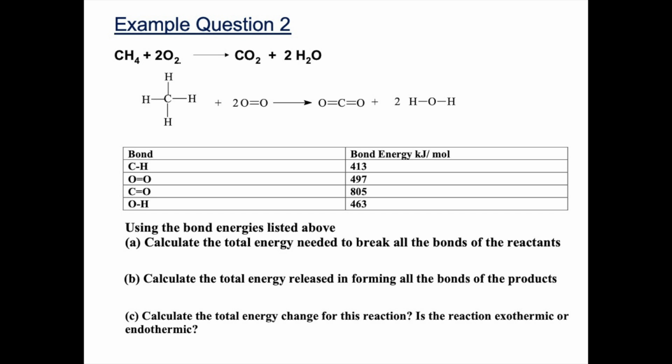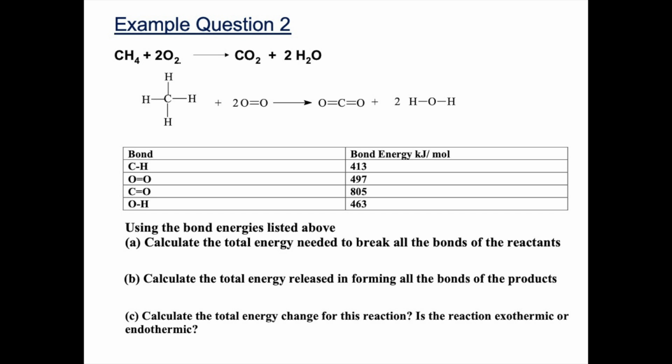In example 2 we have methane reacting with two oxygens to form carbon dioxide and two water molecules. And once again we've drawn out the molecules so we can see all the bonds that are present in the reactants and products. The table shows the energy required to break the bonds, and remember the same energy is given out on forming the bonds. And the question has the same format.